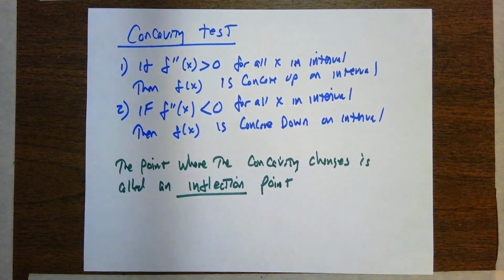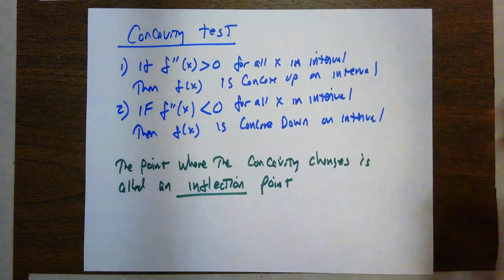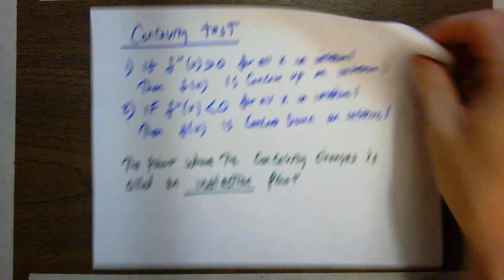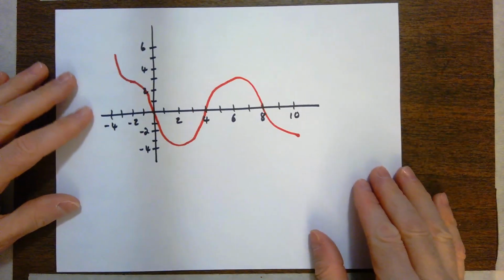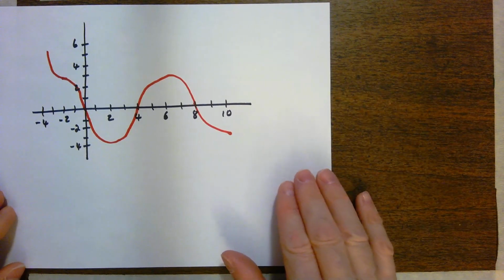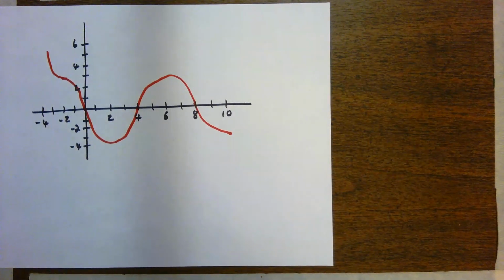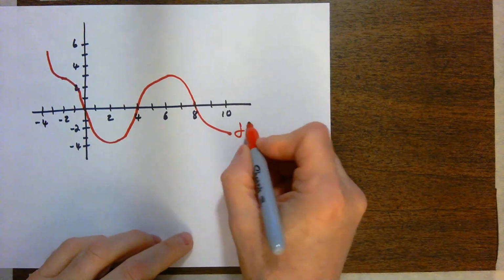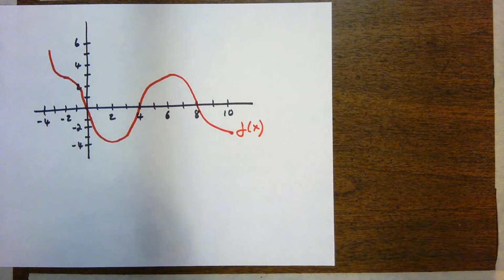All right, so what I'd like to do now is look at a graph, and I'm going to ask you a bunch of questions about this graph. So here we go again. Here's the graph. Again, if you want to pause the video and copy down this graph, I'm going to ask you a bunch of questions about this graph and about the concavity. This graph is actually a graph of my original function, f of x. It's not the derivative or the second derivative.